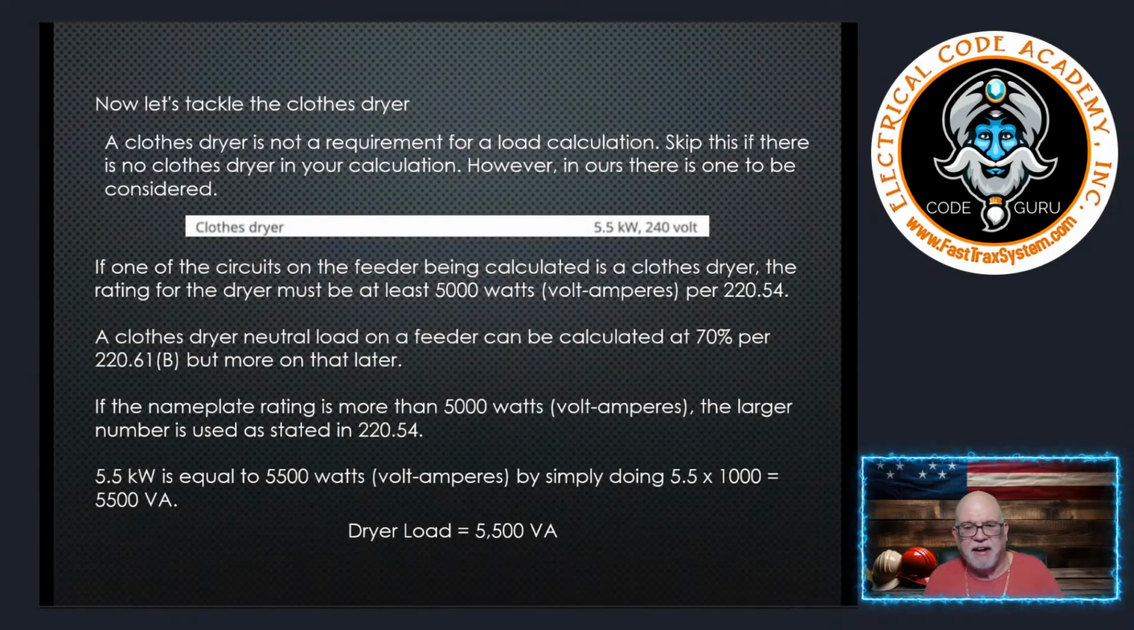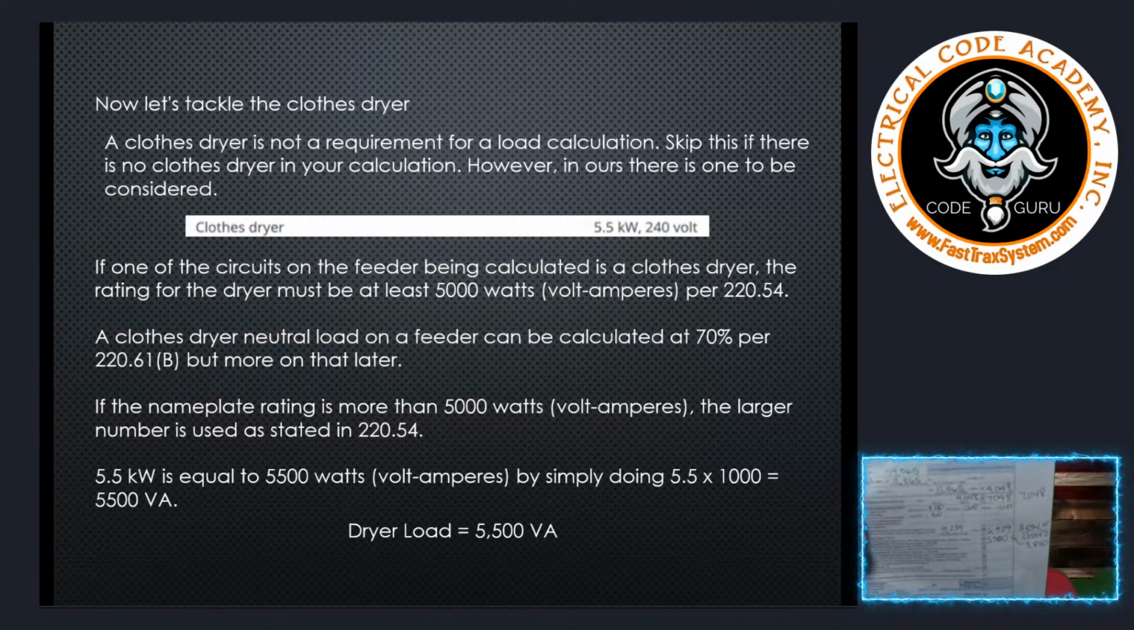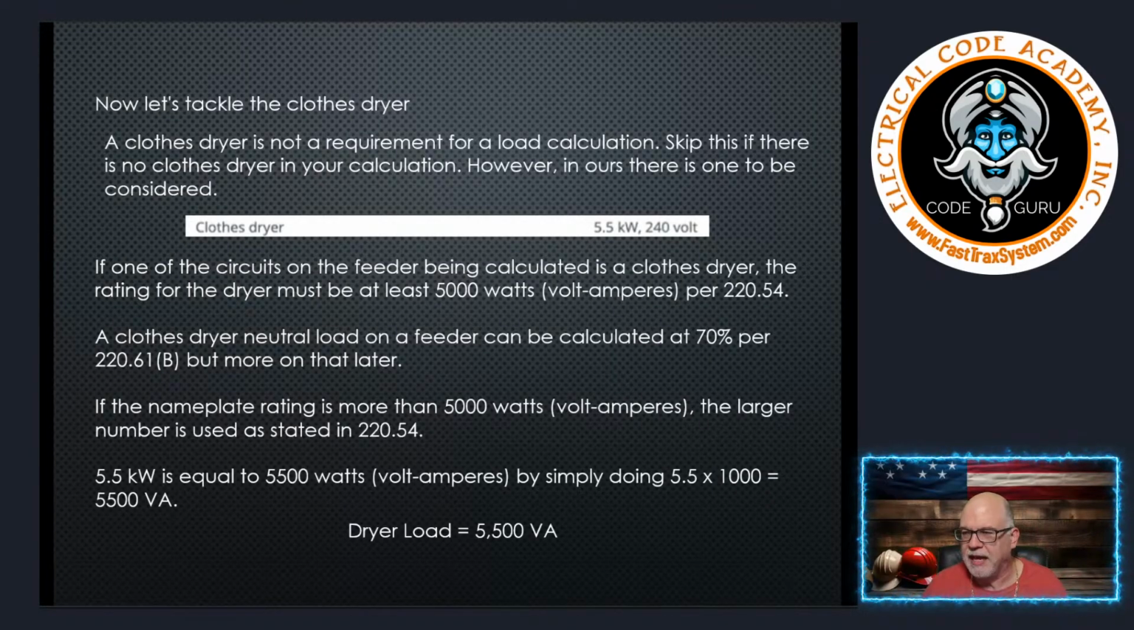So I'm going to take that 5,500 and multiply it by 70%, or 0.70. If we convert it to a decimal, always easier to convert to decimal, 0.70. So 5,500 times 0.70 equals 3,850. That's my neutral portion for this clothes dryer. So I'm going to write that down so that I've got it: 3,850. Easy peasy. So we've got 5,500 for our ungrounded conductor and our load calc, and as you can see, I got 3,850 for the neutral for that.